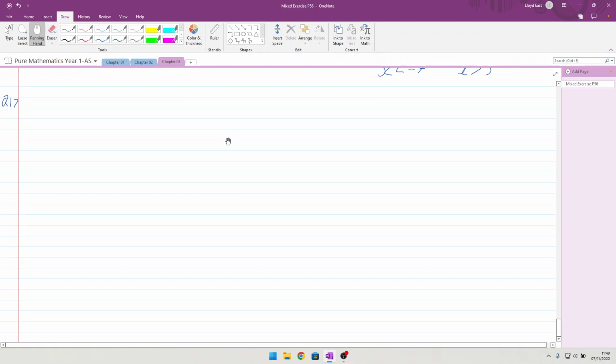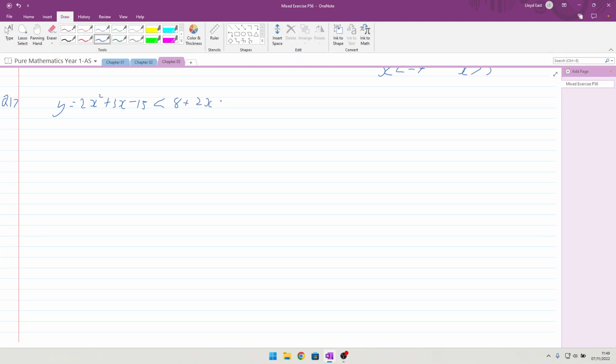Find the set of values of x for which the curve with the equation y equals 2x squared plus 3x minus 15 is below the line, so that means we are looking for it to be less than, below the line with the equation 8 plus 2x equals y. So already there we've set up the two equations so that they are equal.